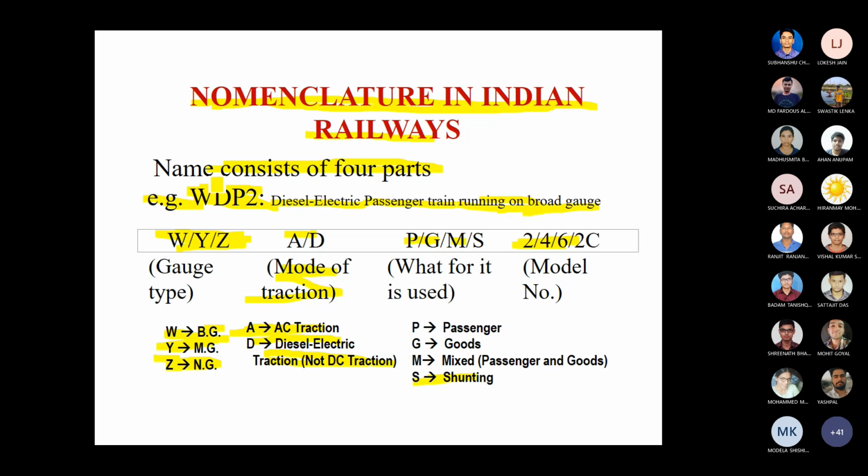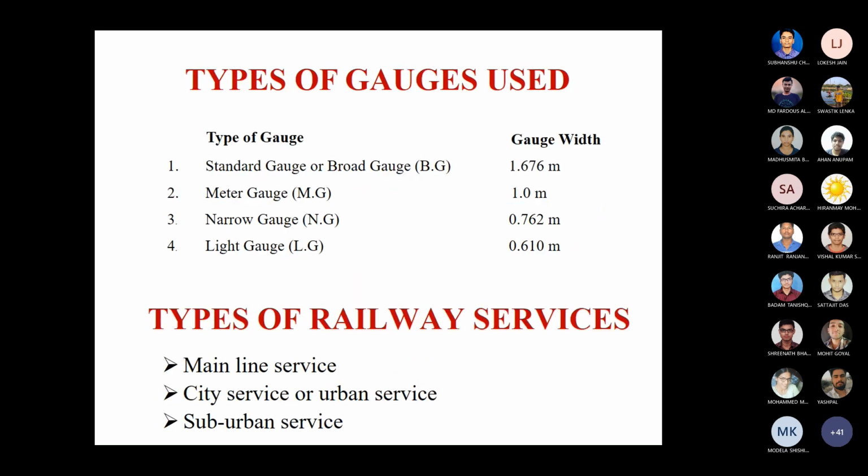Based on the numbers, you can define the characteristics of the locomotive. That's why it is known as the nomenclature in Indian Railways. Here the gauge distances are there, broad gauge or standard gauge, that difference is there. It is 1.676 meter, the gauge width.